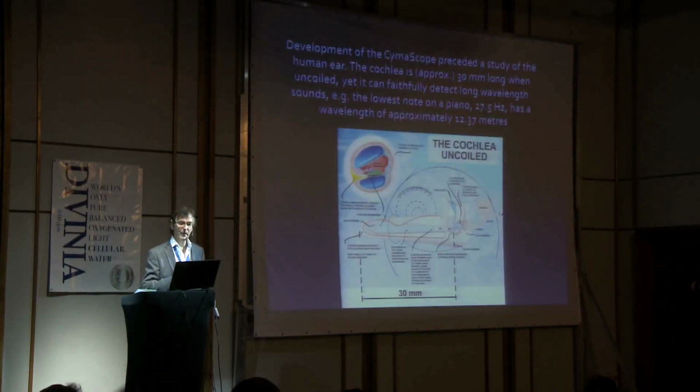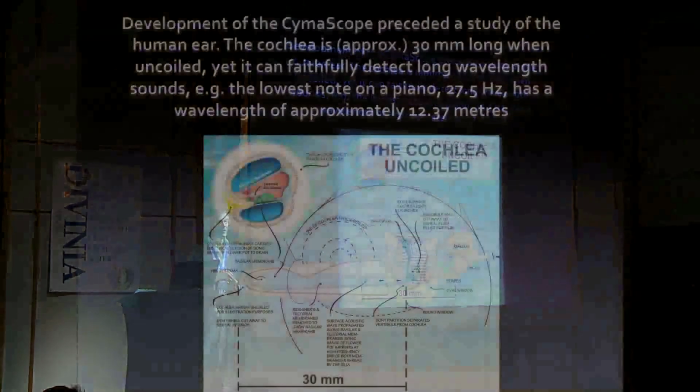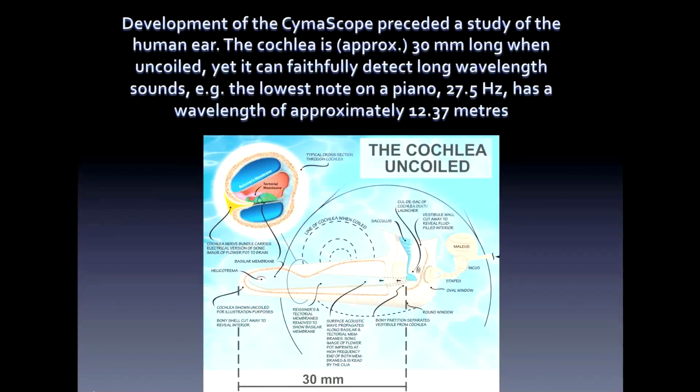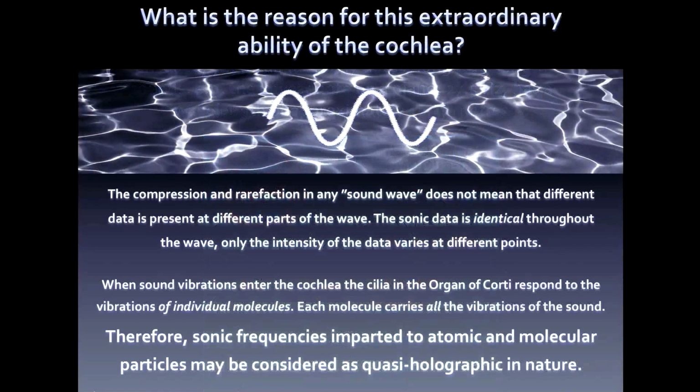Now, have you ever wondered how the cochlea in your ear, which is only about 30 millimeters long when unwound, is able to detect very long wavelengths? I give an example here of the lowest note on a piano, which is 27.5 hertz and has a wavelength of 12.37 meters. How can that little 30 millimeter cochlea detect those very long wavelengths? Well, I'm putting forward a little hypothesis here. It has not been peer-reviewed, so take it as you will.